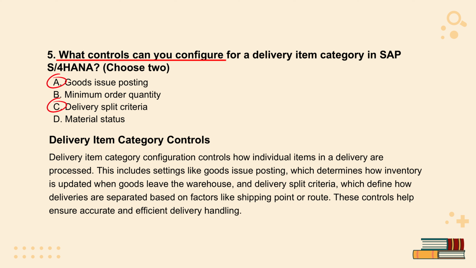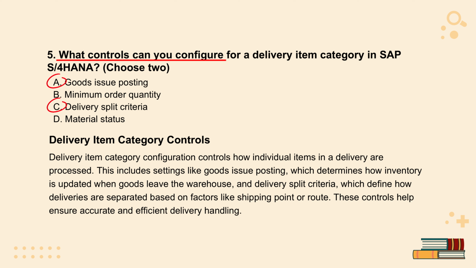Makes sense. And the other control was C, delivery split criteria. What does that do? This determines whether items that were originally on the same sales order might need to be shipped in separate deliveries. Okay. Why would you split them? Well, various reasons. Maybe some items have different shipping requirements, like one needs cold storage, the other doesn't. Right. Or maybe they're coming from different warehouses or plants. Or maybe the customer requested different delivery dates for different items on the same order.